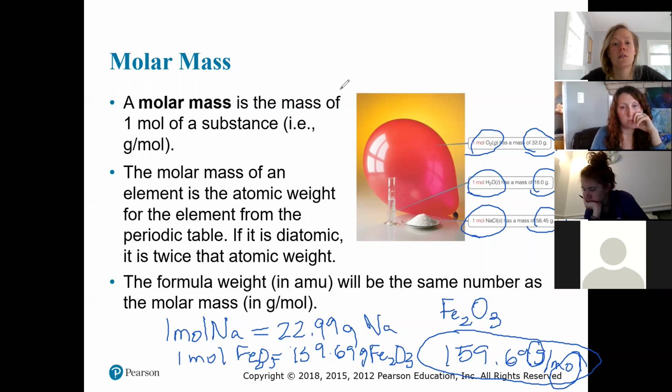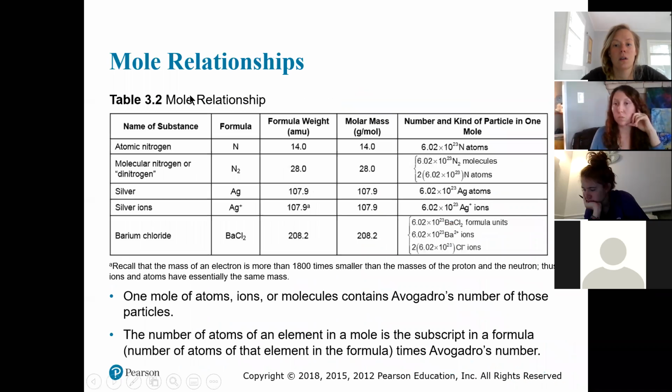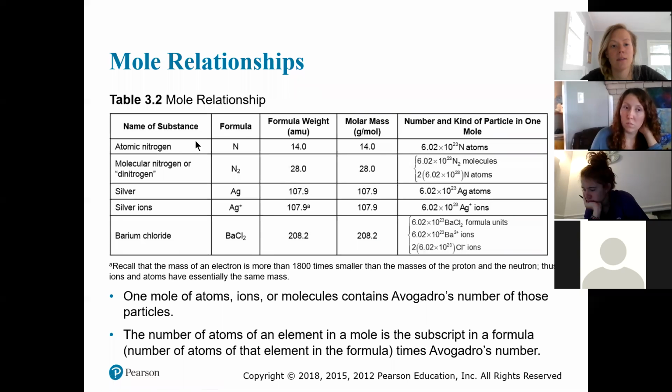So let's do that. Here are some formula weights and molar weights. Okay, so atomic nitrogen, nitrogen is N, its formula weight would be 14, its molar mass would be 14 as well. So these are the same. This is how many atoms we would have in it.